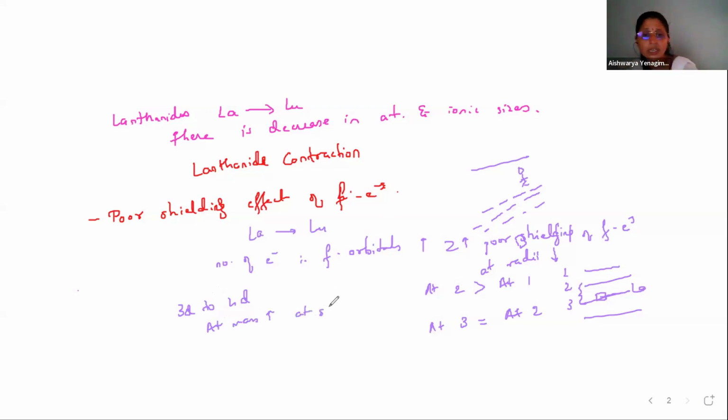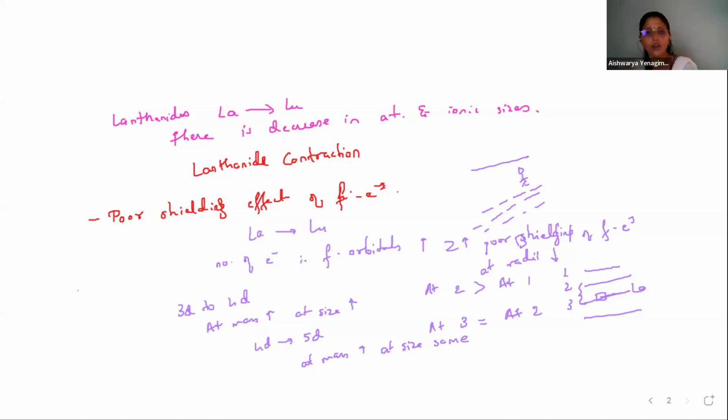Atomic size or atomic radii also increases. But from 4D to 5D, atomic mass is still increasing, but atomic size is the same. Therefore, the elements of 5D series have high densities, almost double to those of 4D series. That is also a consequence of lanthanide contraction.